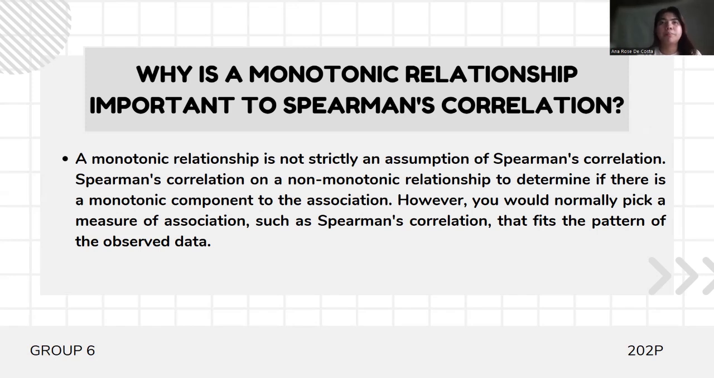However, you would normally pick a measure of association, such as Spearman's correlation, that fits the pattern of the observed data. For example, if the relationships appear linear, you would run a Pearson's correlation, because this will measure the strength and direction of any linear relationship. You will not always be able to visually check whether you have a monotonic relationship. So in this case, you might run a Spearman's correlation instead.